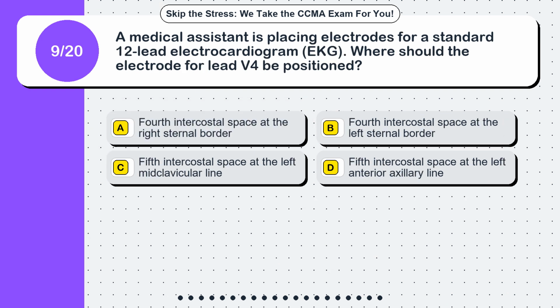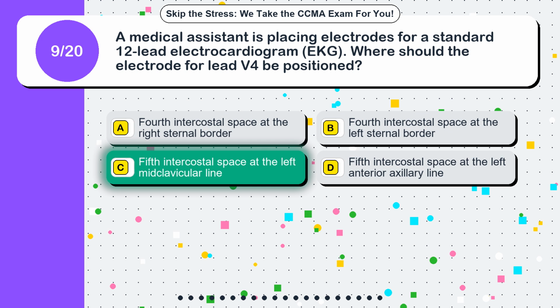Question 9. A medical assistant is placing electrodes for a standard 12-lead electrocardiogram, EKG. Where should the electrode for lead V4 be positioned? Option A, 4th intercostal space at the right sternal border. Option B, 4th intercostal space at the left sternal border. Option C, 5th intercostal space at the left midclavicular line. Option D, 5th intercostal space at the left anterior axillary line. The correct answer is option C.